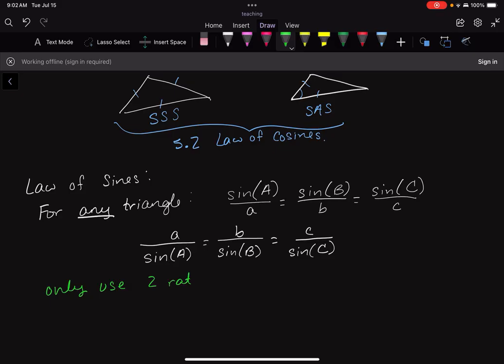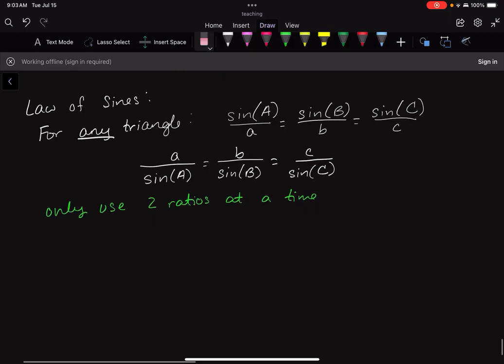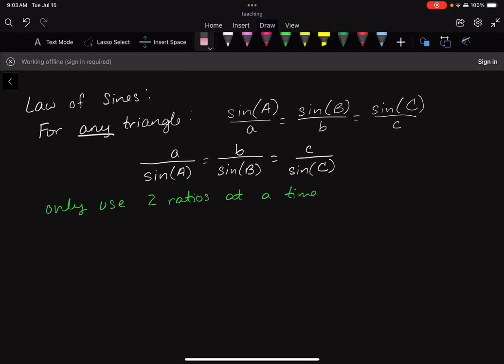two of these ratios at a time. So for instance, maybe we'll use A and B to help us out. Or maybe we'll use B and C to help us out. Or maybe we'll use A and C to help us out. So we're only going to use two of these fractions at a time, one across from the other. So it's not like we're going to use all three of them at once.